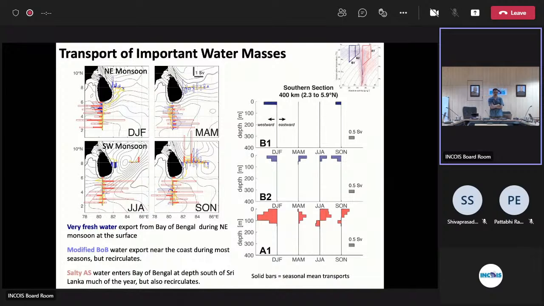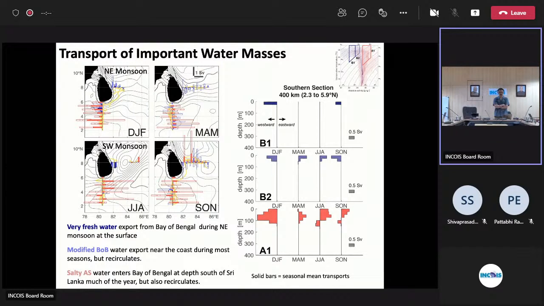So this is another attempt at summarizing that, so you can get an idea of the spatial structure of those water mass transports. Let's start on the left-hand side. Each of those panels, again, represents the three seasons that we're looking at. The upper left is the northeast monsoon, the one right below is the southwest monsoon, and then the two panels to the right are the intermonsoon periods.